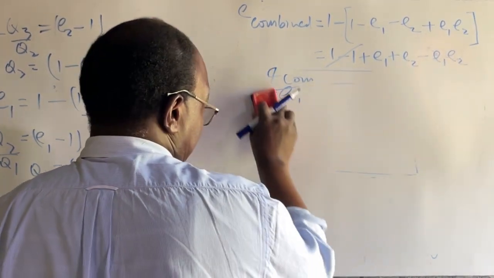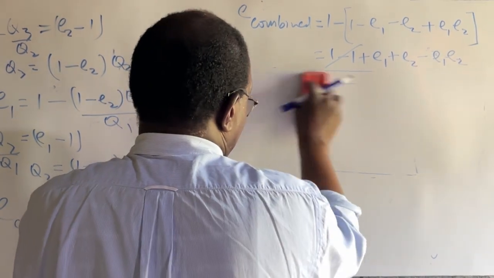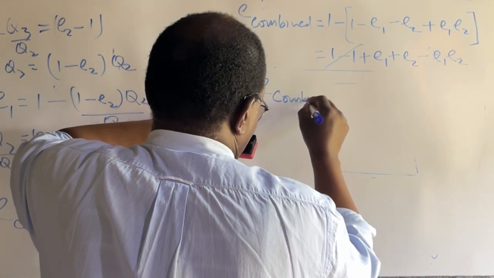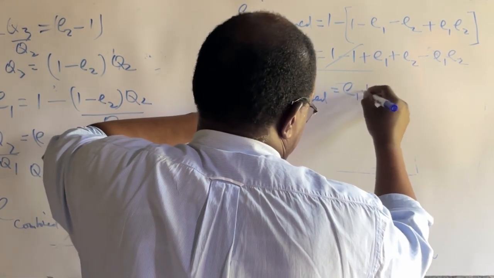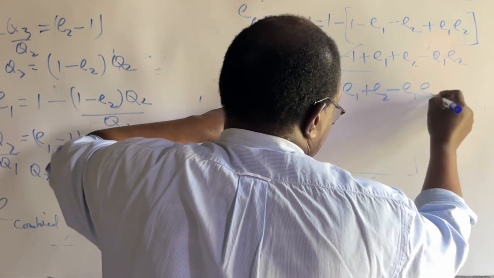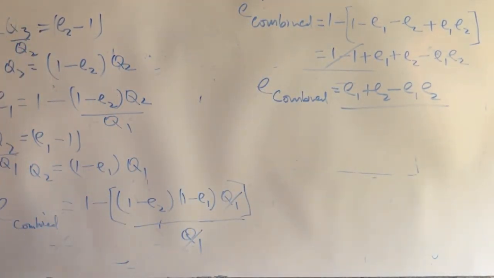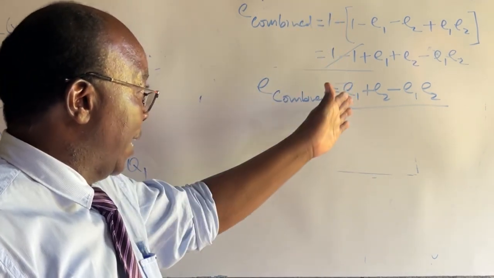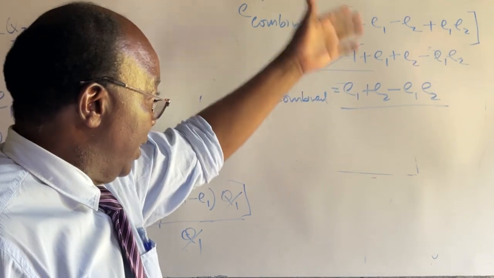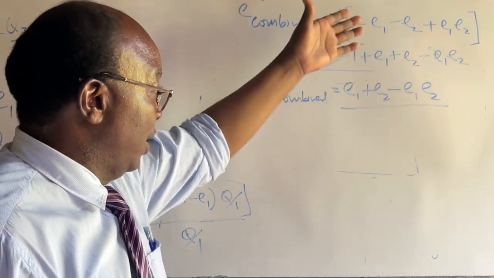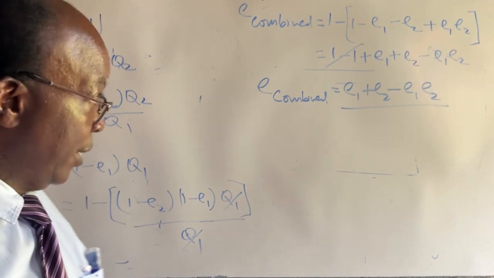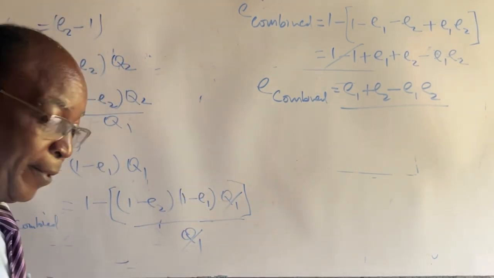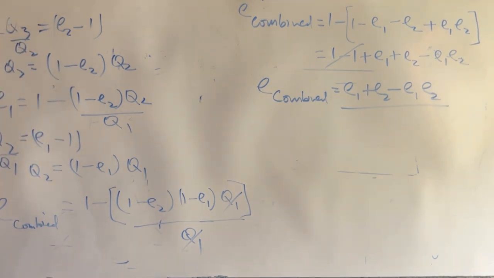So the combined efficiency for our system here will be E1 plus E2 minus E1 E2. Now, if you look at that, it's far from the average. The average would have been the efficiency of system 1, that is the mercury, and system 2, that is the Rankine cycle, so E1 plus E2. You can see how simplistic and how inaccurate that would be.